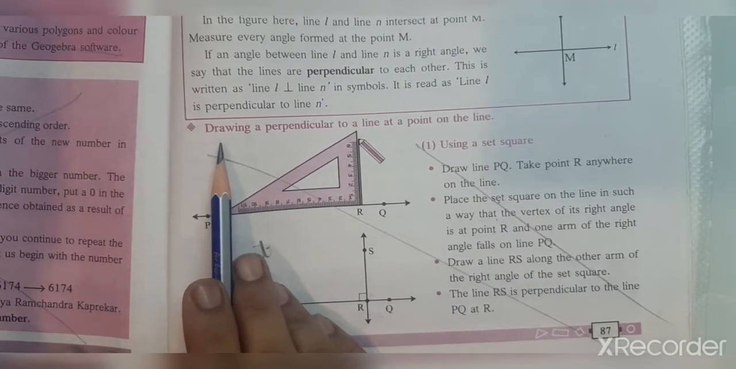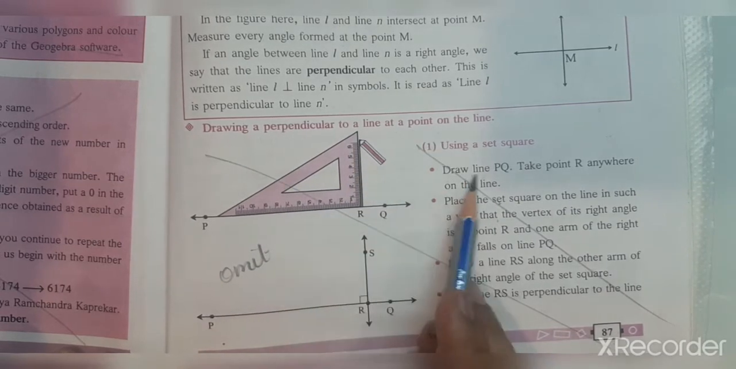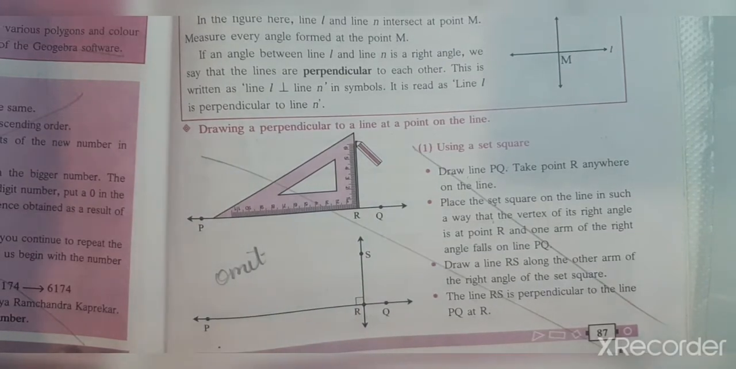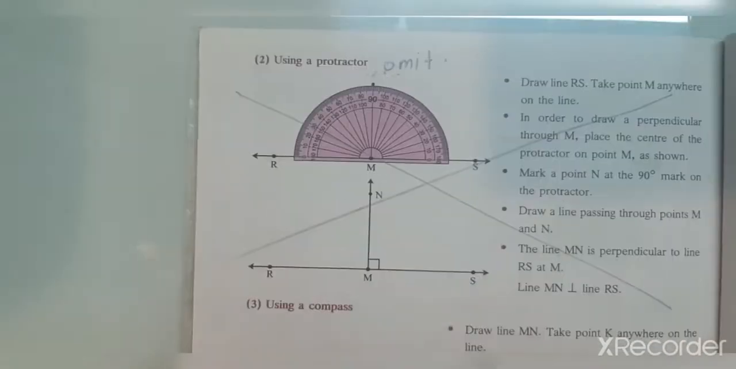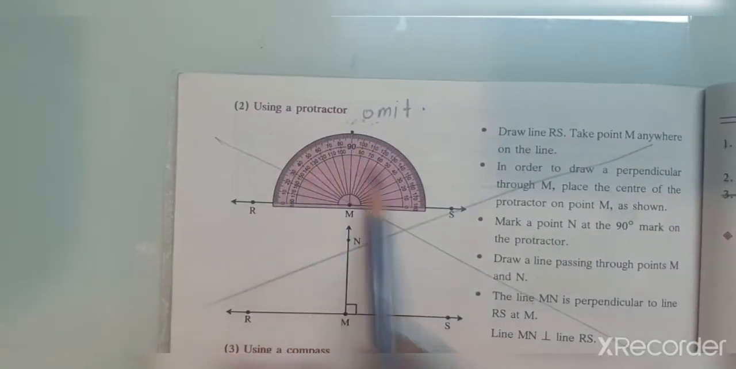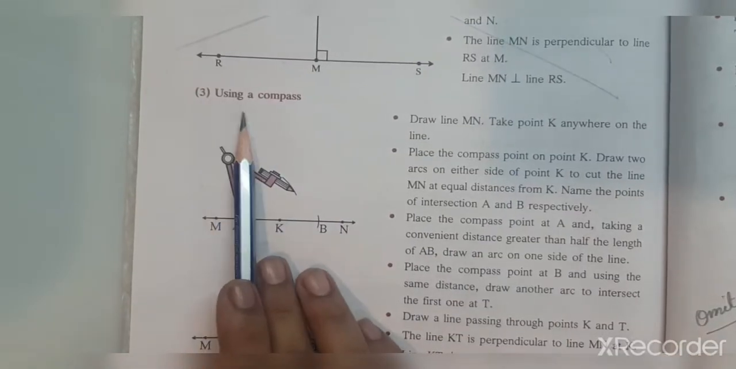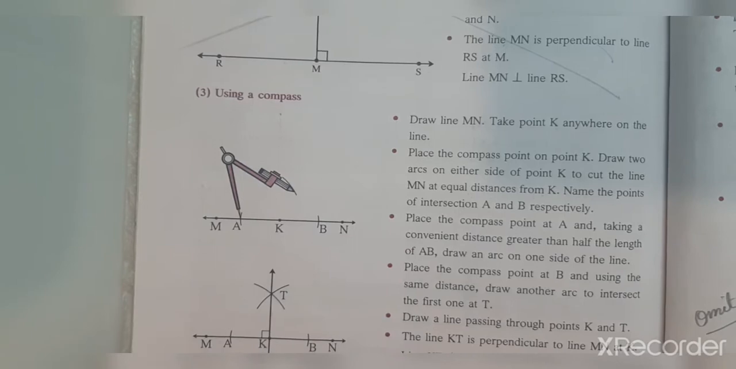We are not doing drawing a perpendicular to a line at a point using a set square. So the set square method, which is on page number 87, is cancelled. Same way, on page number 88, using a protractor, we are not doing, it's omitted. We are just doing the method of using a compass. The third method, which is on page number 88, we are doing that.